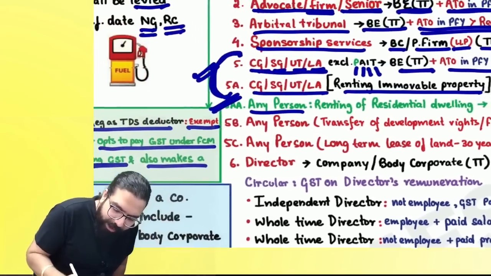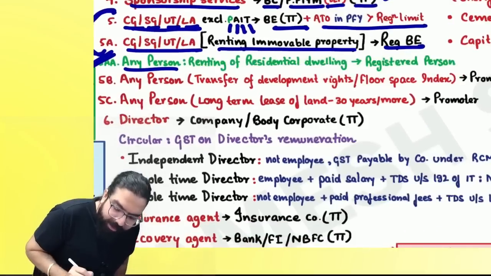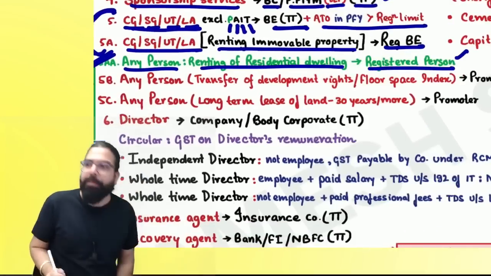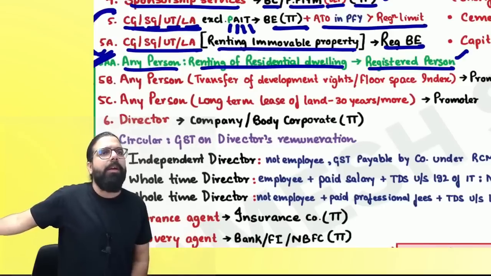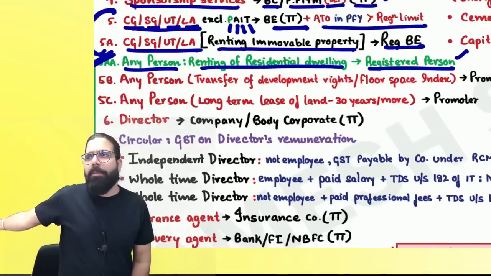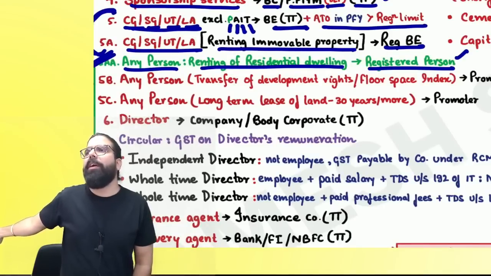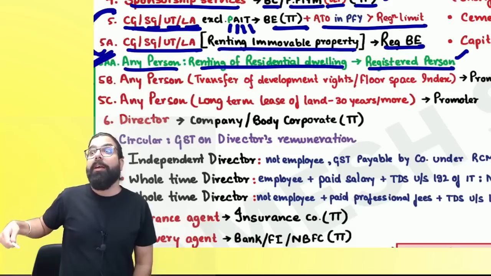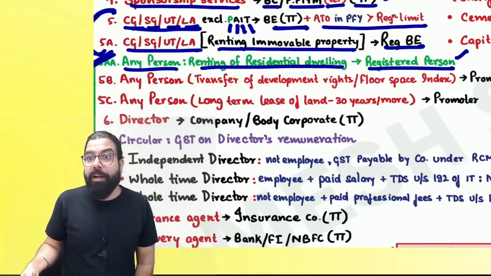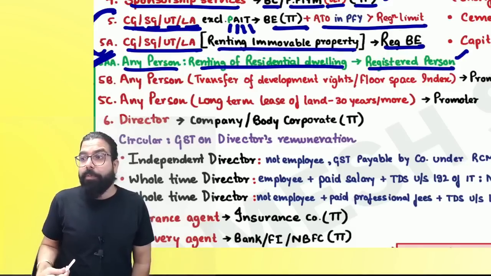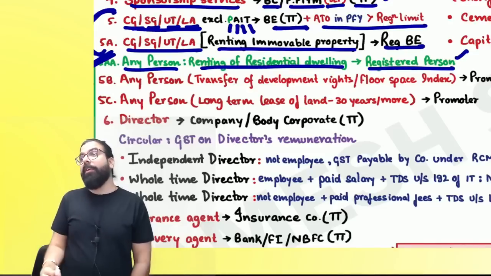So, any person renting of residential property, renting of residential dwelling to a registered person, GST will come. Now, when they say to a registered person, I am also registered, but I am not claiming my home's rent as my business expense, right? So, I don't have to pay GST under RCM. But if I was showing my residential dwelling, many of the chartered accountants use residential dwelling as offices, correct or not? They are registered also. They have to pay GST under RCM.